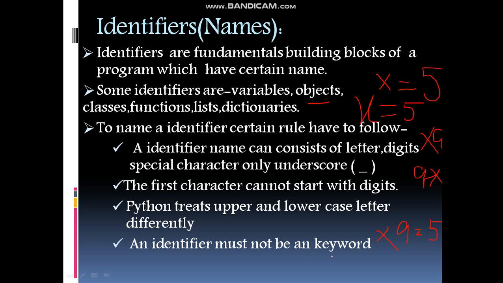An identifier must not be a keyword. The same thing we got in the previous slide, that you cannot give the name of an identifier as a keyword. Some of the keywords we have already seen are True and False. If you write x equal to True, you will get an error message, because True is a keyword and you cannot assign a value to it.